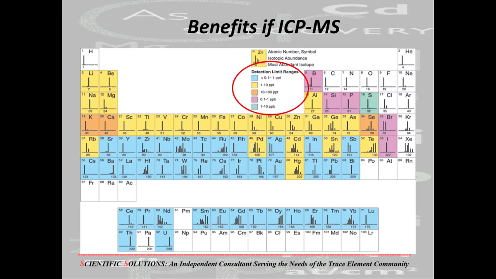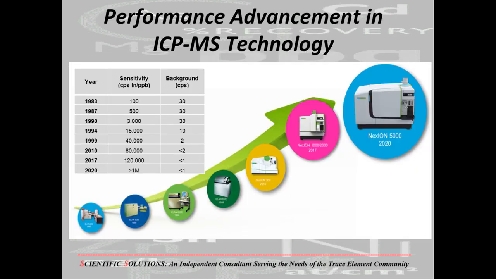It also offers up to 9 to 10 orders of linear dynamic range, allowing quantitation from ppt up to high ppm levels. It's also very fast and can determine 20 to 30 elements in a few minutes. It is therefore ideally suited to monitor a wide and diverse range of elements in cell culture media.